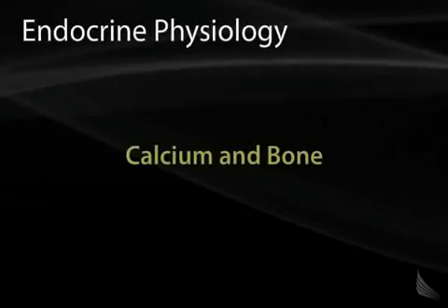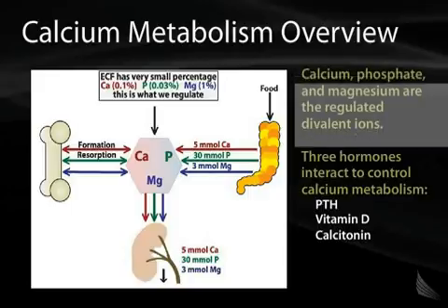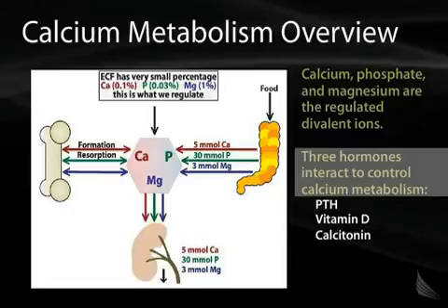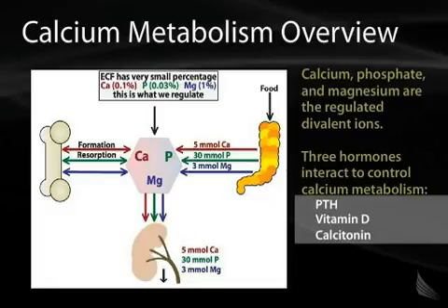This section is going to be concerned with calcium regulation and the pathophysiological consequences on the bone. Calcium metabolism is closely linked with the metabolism of two other ions as well, which include phosphate and magnesium. Three hormones interact to control calcium metabolism. These include PTH, vitamin D, and calcitonin. We'll cover each of these hormones in detail in this section.